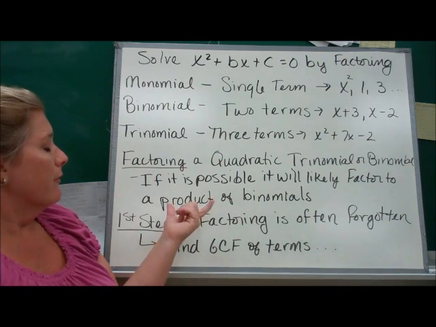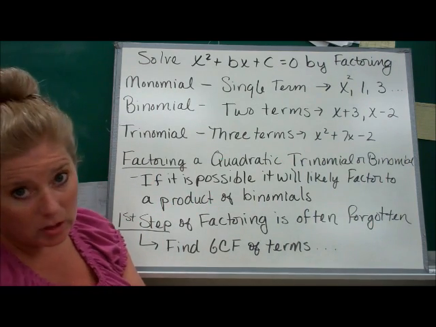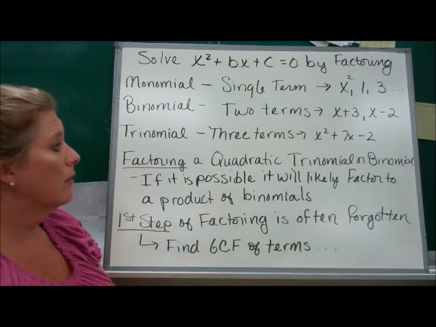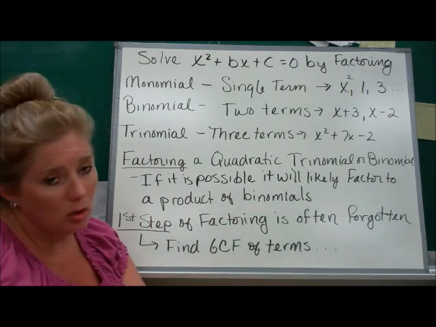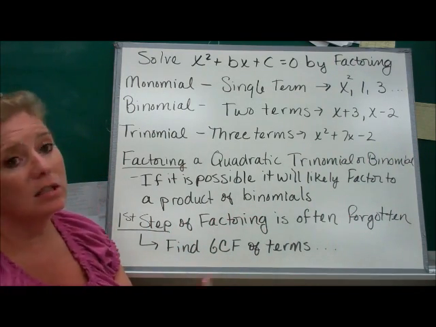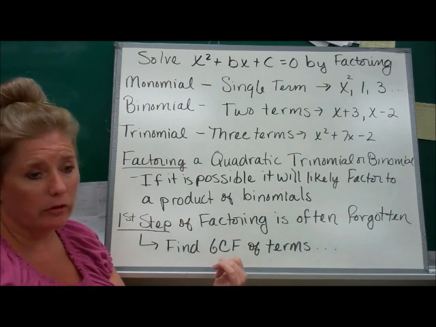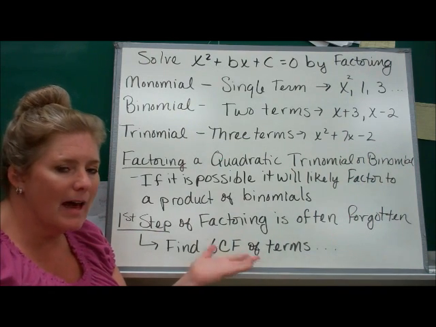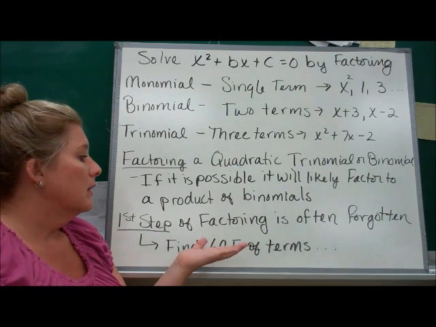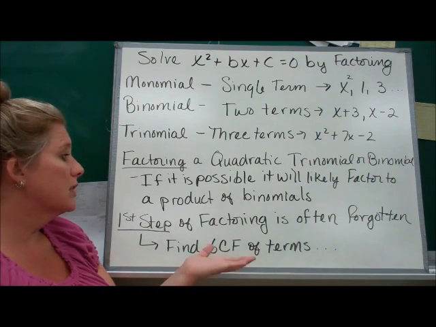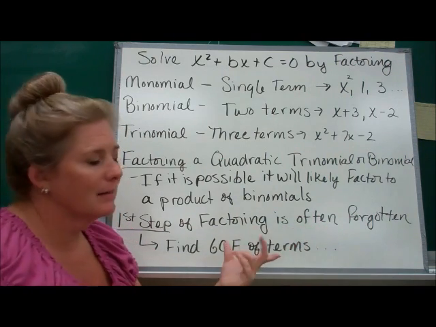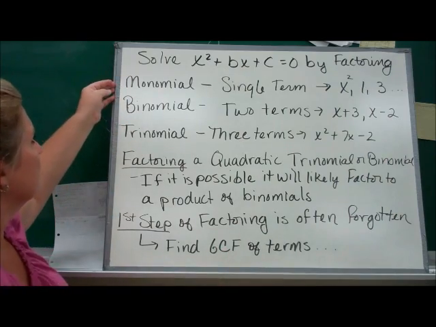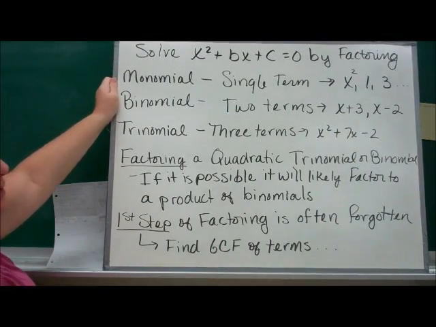When we factor a quadratic trinomial or binomial, because we're going to see both of those, if it is possible to factor, it will almost always factor to a product of binomials, unless the only thing you can factor is the greatest common factor. That is the first step with all factoring. It's not going to apply that much today, but for the future it will. The first step in factoring, which is often forgotten, is to always look for the greatest common factor of the terms. Alright, let's jump into this factoring business.